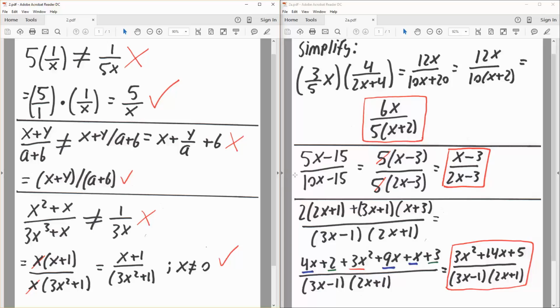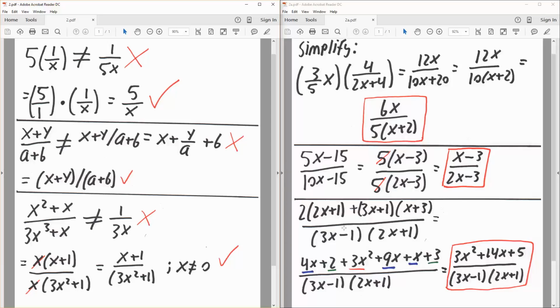Next question we got is 5x minus 15 divided by 10x minus 15. So the first thing we're going to do is take a common factor, which is 5 for both. So we do 5 parentheses x minus 3. This is also 5 parentheses 2x minus 3. Cancel out the 5, and this would be our answer, x minus 3 divided by 2x minus 3.